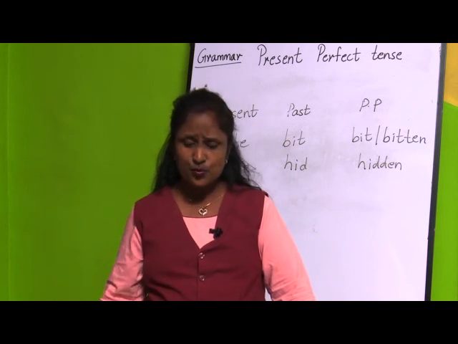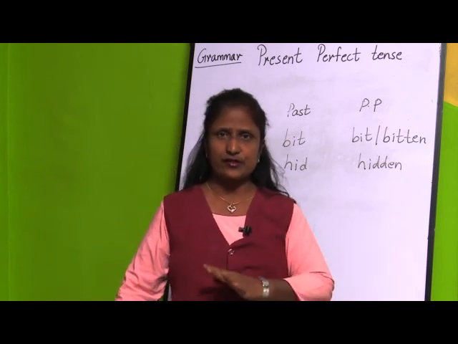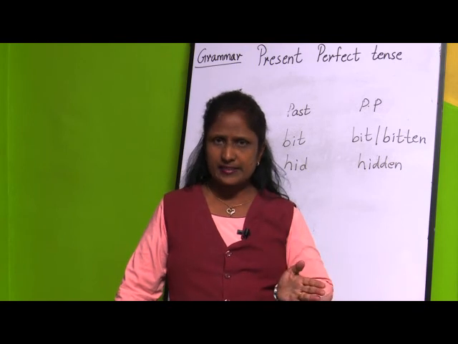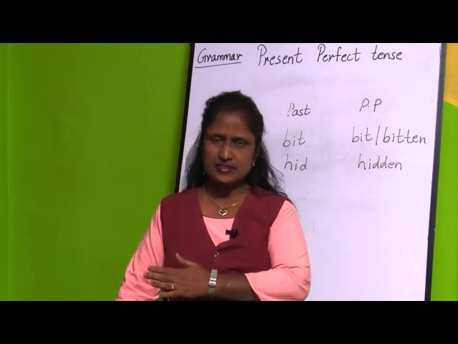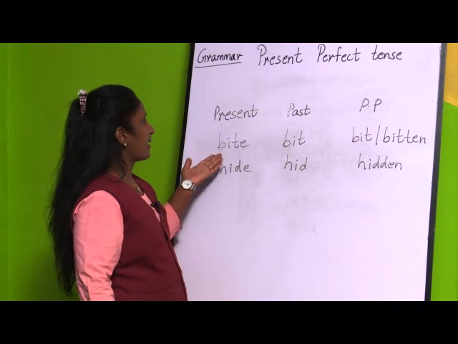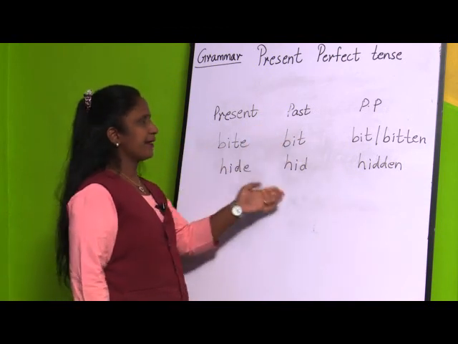The next one was what? They will have three different forms in present tense, past tense and past participle. For example, I have given here bite, bit, bitten, hide, hid, hidden.